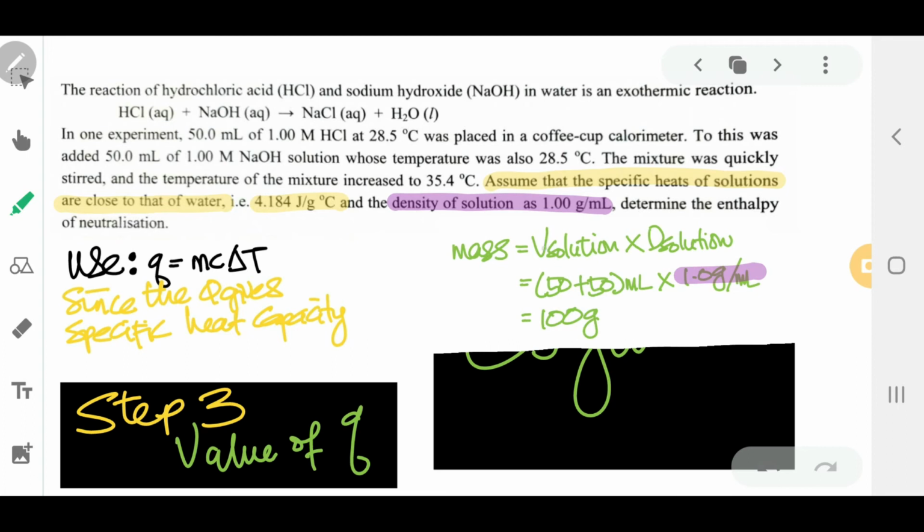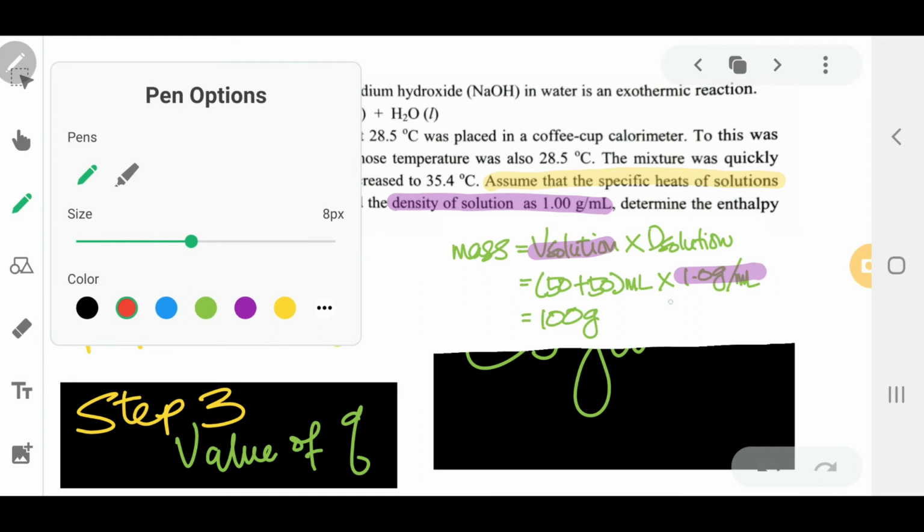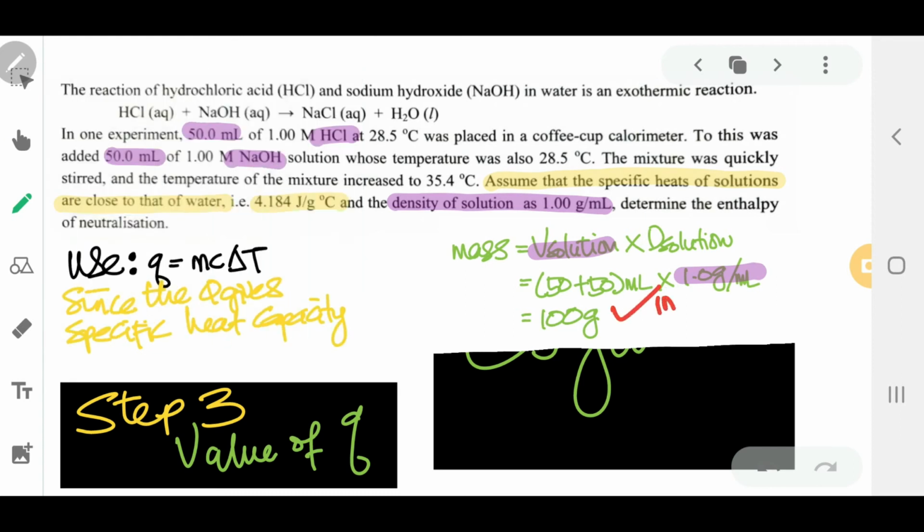Okay, and the volume of solution is when you have 50 ml of HCl plus 50 ml of NaOH. So when you add them both, 50 plus 50, you have 100 ml. That is the volume. When you multiply it by the density of the solution, you would be able to get the mass of your solution. And that should give you another 1 mark right there.